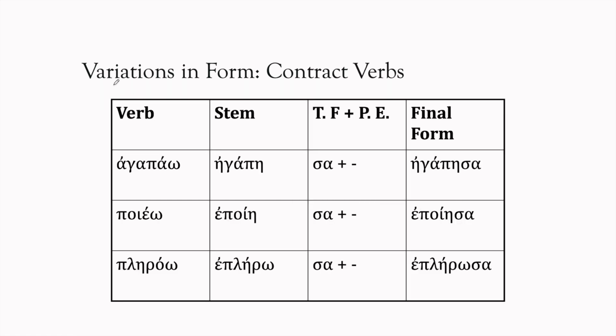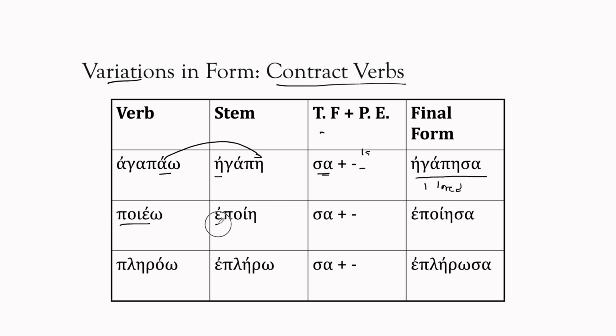Another variation form occurs with contract verbs. Now, we already saw changes that happen with contract verbs in the future. Similar thing happens here. So agapao, you get the alpha lengthening to an eta, you get the addition of the tense formative, and in the first singular, the zero ending, so it's ēgapēsa. That's I loved.